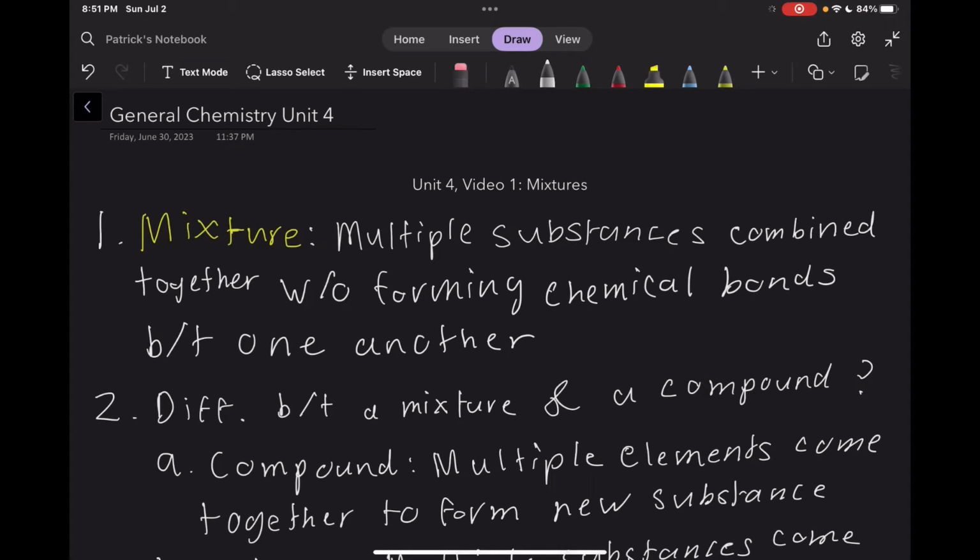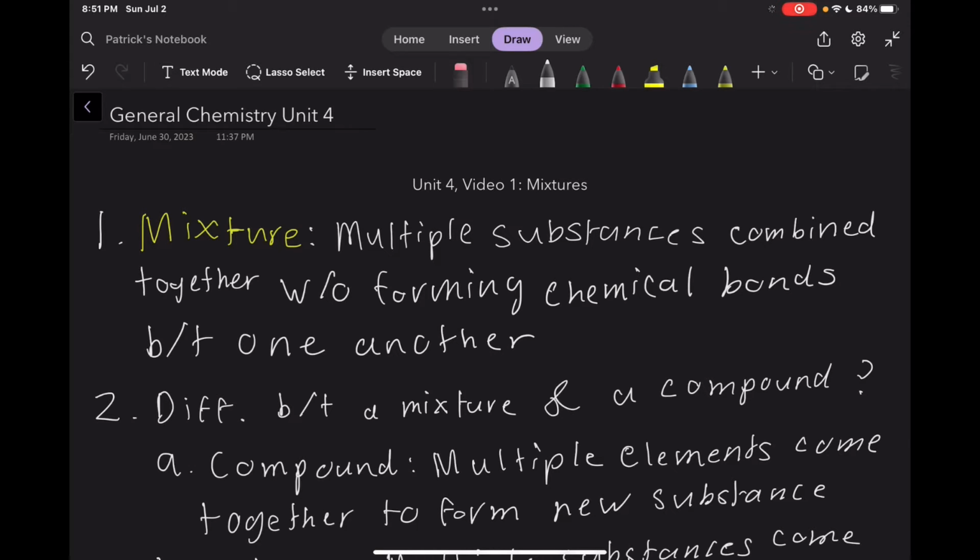Welcome to Unit 4. In the previous video, we ended our discussion of stoichiometry by talking about reaction yield. Today, we open our new unit focused on solutions. Before we can talk about solutions, we have to discuss mixtures.